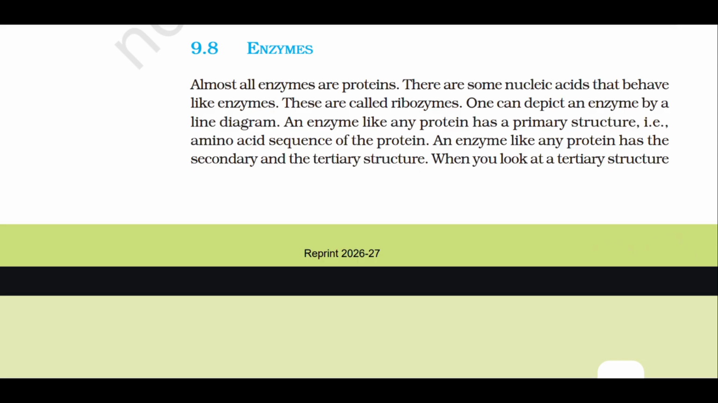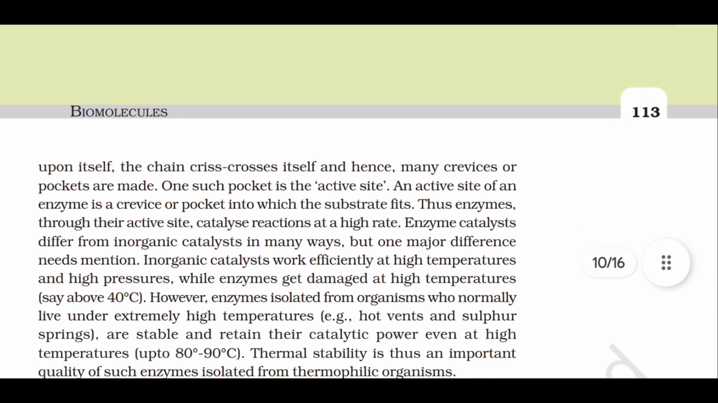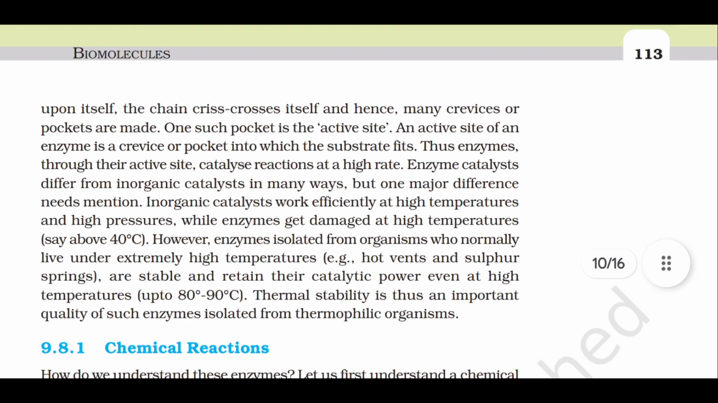When you look at the tertiary structure, the chain crisscrosses upon itself and hence many crevices or pockets are made. One such pocket is the active site. An active site of an enzyme is a crevice or pocket into which the substrate fits. Thus, enzymes through their active site catalyze reactions at a high rate.